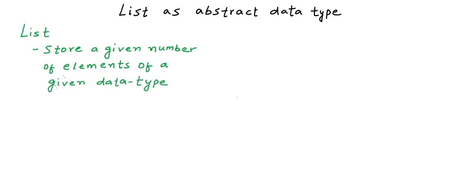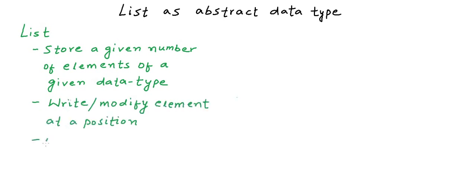This would be a static list. The number of elements in the list will not change, and we will know the number of elements before creating the list. We should be able to write or modify element at any position in the list, and of course we should be able to read element at a particular position in the list.